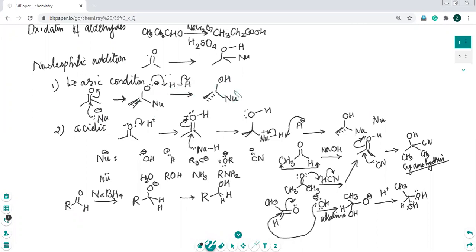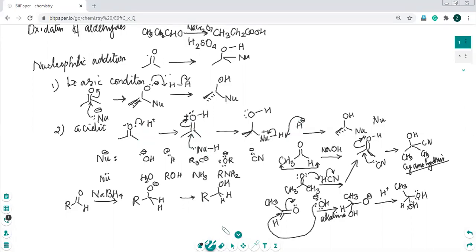the added product. Under acidic condition, the lone pair of oxygen in the keto group is first protonated, and then since there is a positive charge on this oxygen, this carbon becomes electropositive, so that the neutral nucleophile is attacking here, and from the neutral nucleophile, the proton is removed by the conjugate base. So these are the two mechanisms by which this reaction operates.